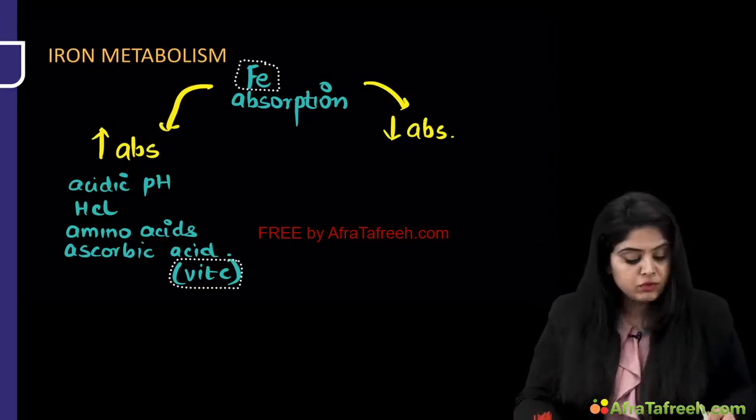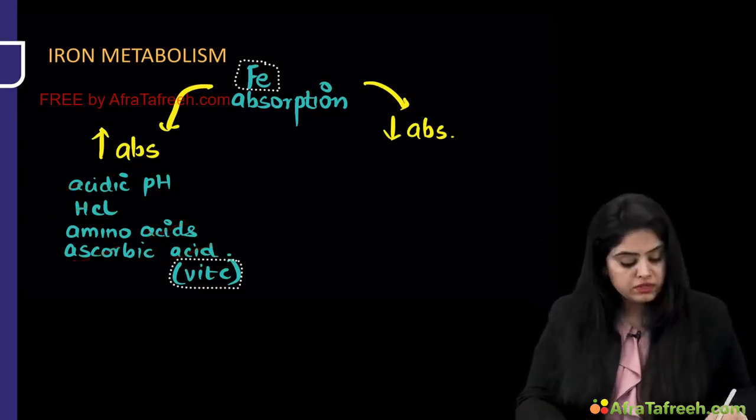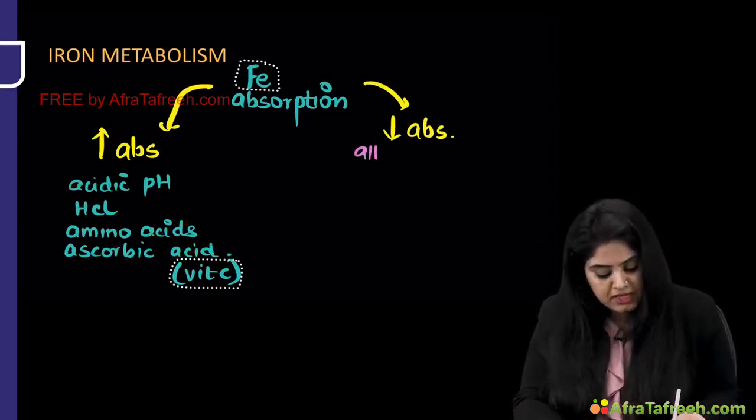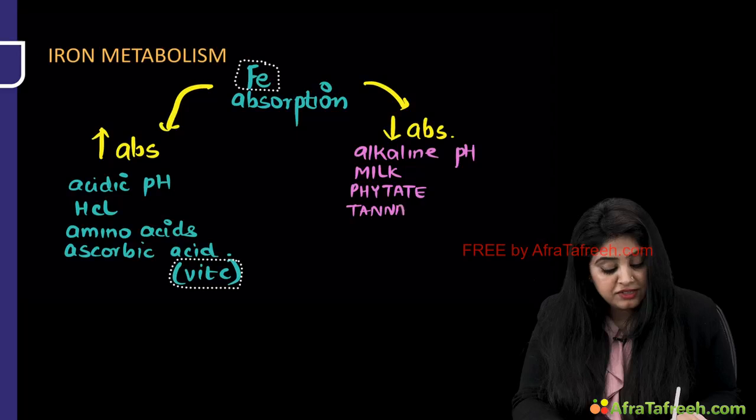So remember, anything to do with acid, all the acidic things are going to increase the absorption. Whereas if I make anything alkaline, meaning alkaline pH, or milk, or some molecules that are present in food items like phytates and tannates, and these are very commonly also seen in tea and coffee.